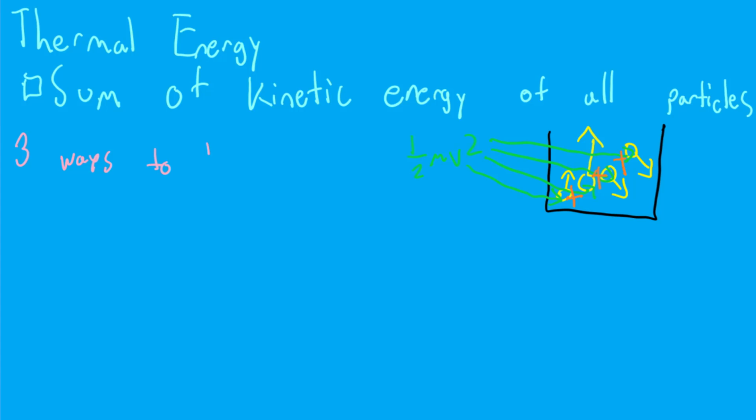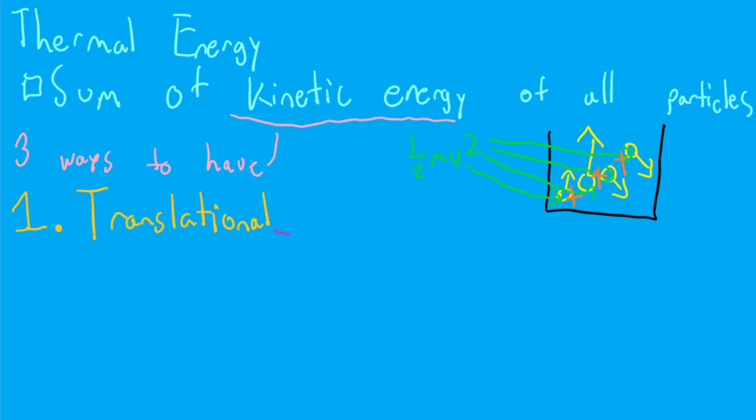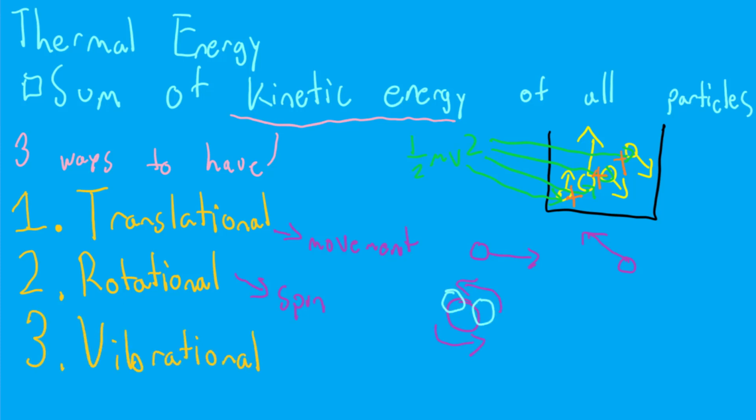There are three ways for a particle to have kinetic energy. The first is translational. This is basically just movement. The particle is going from one place to another. The next is rotational. The particle is spinning. And the third is vibrational. The particle is jiggling back and forth.